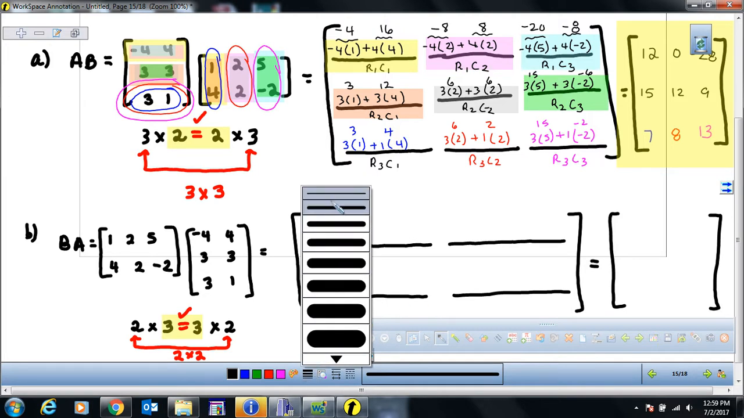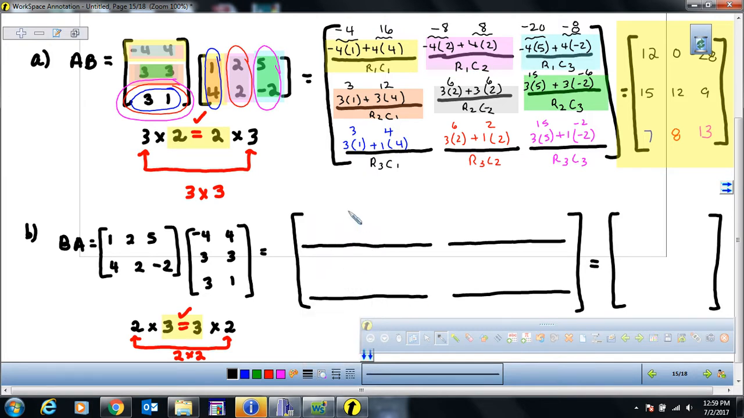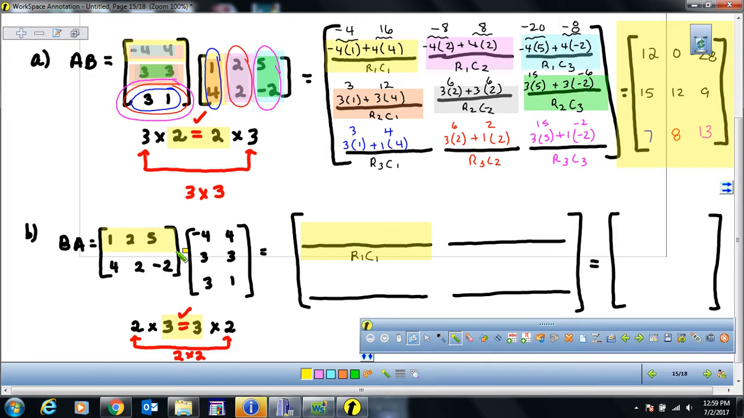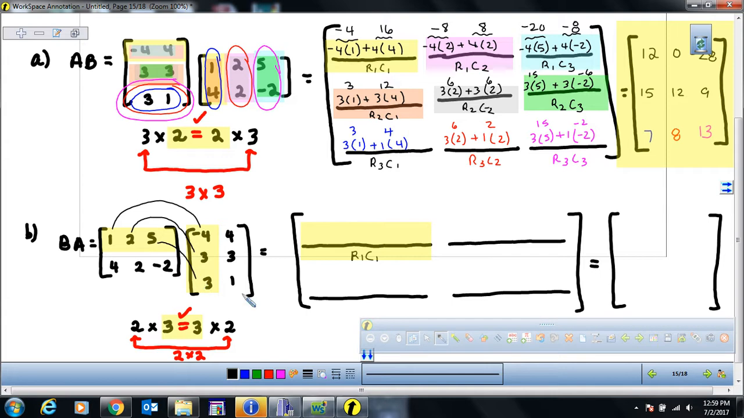Now let's start with the multiplication. In order for me to find the value of the first number, this one is located in the first row, first column. So what you need to do according to the definition is multiply the first row of your first matrix times the first column of your second matrix. And again, you multiply them in the order in which they appear. The first times the first, which is the 1 times the negative 4, the middle one times the middle one, which is the 2 times the 3, and the third times the third, which is the 5 times the 3, in that specific order.